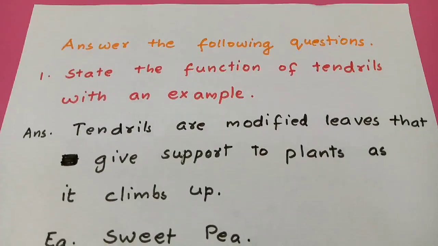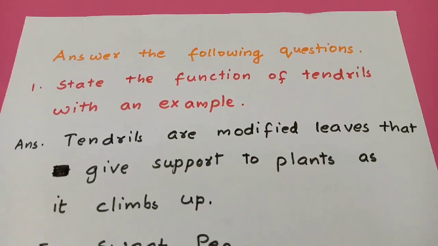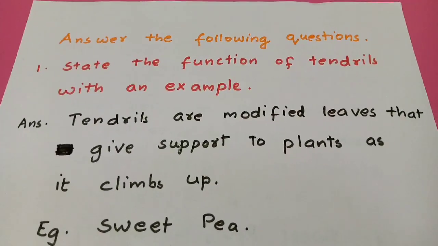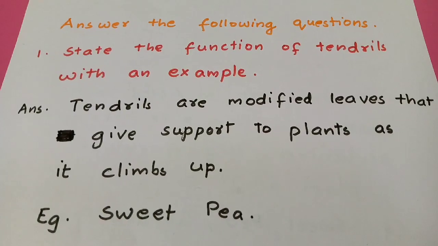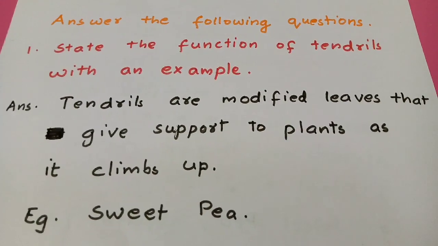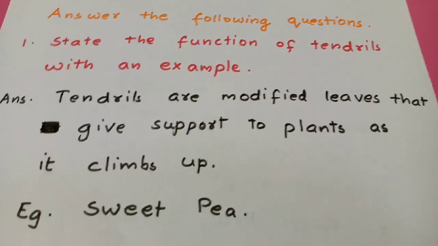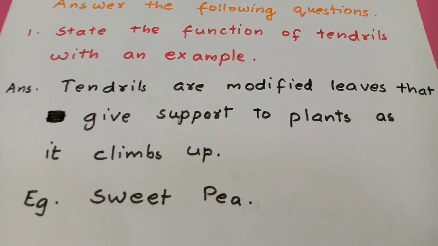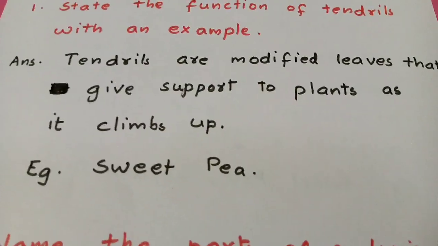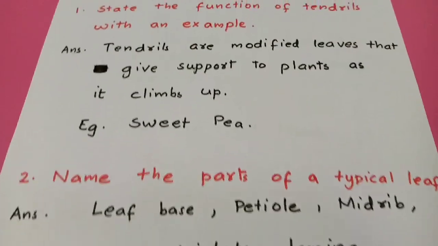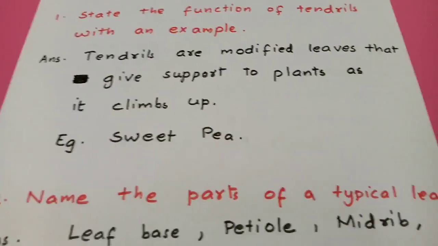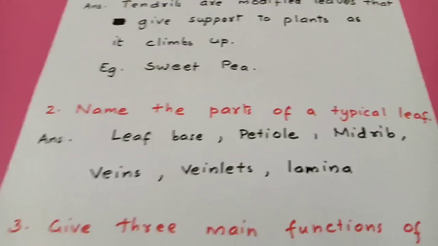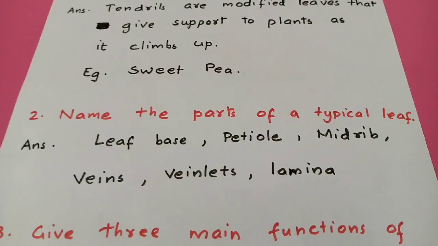Okay, now we'll do the answer next exercise, that is, answer the following questions. First, state the functions of tendrils with an example. Answer: tendrils are modified leaves that give support to plants as they climb up. Example is sweet pea.